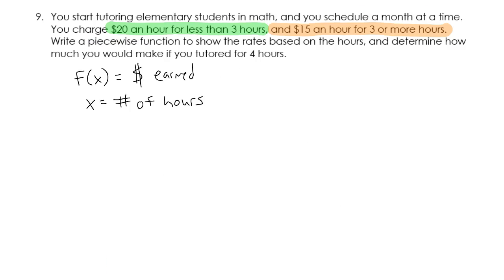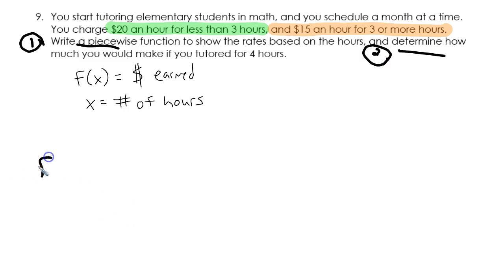Finally, number 9, you start tutoring elementary students in math and you schedule a month at a time. You charge $20 an hour for less than 3 hours and $15 for 3 or more hours. Write a piecewise function to show the rates based on hours and determine how much you would make if you tutored for 4 hours. So first, we kind of have two questions here. First, write a piecewise function. And second, determine how much money you would make if you tutored for 4 hours.